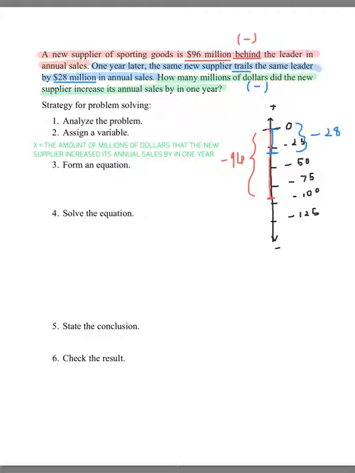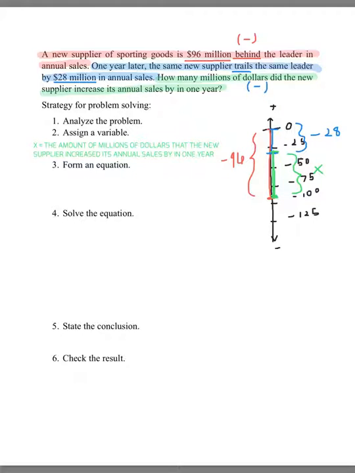And what we want to know is how much did this new supplier increase its annual sales by in 1 year. So it started off at negative 96. This is where it started off, negative 96. And then it was able to increase its sales to the point where now it's only behind by negative 28. So what we want to know is, what is this difference right here? What is this? And then again, since we don't know it, and X represents the amount of millions of dollars that the new supplier increases annual sales by in 1 year, this quantity is going to be X.